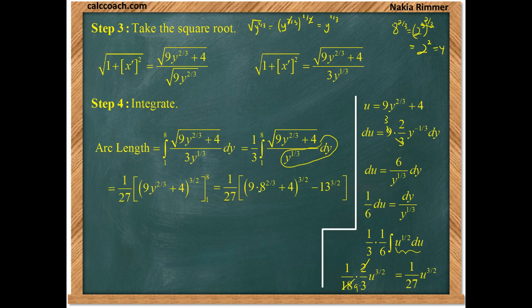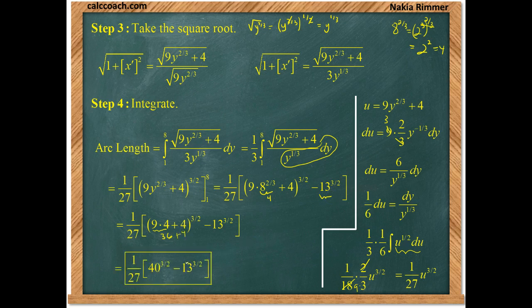So 9 times 4 plus a 4, that's 36, plus a 4, that's 40. When you put the 1 in, you end up with 9 plus 4, so that's how you get the 13. And so 36 plus the 4, that's how you get the 40. And there's nothing else you could do with that. Leave your answer just like that. 40 to the 3/2 minus 13 to the 3/2. All of that quantity is times 1/27. That would be the arc length of that function between y equals 1 and y equals 8.